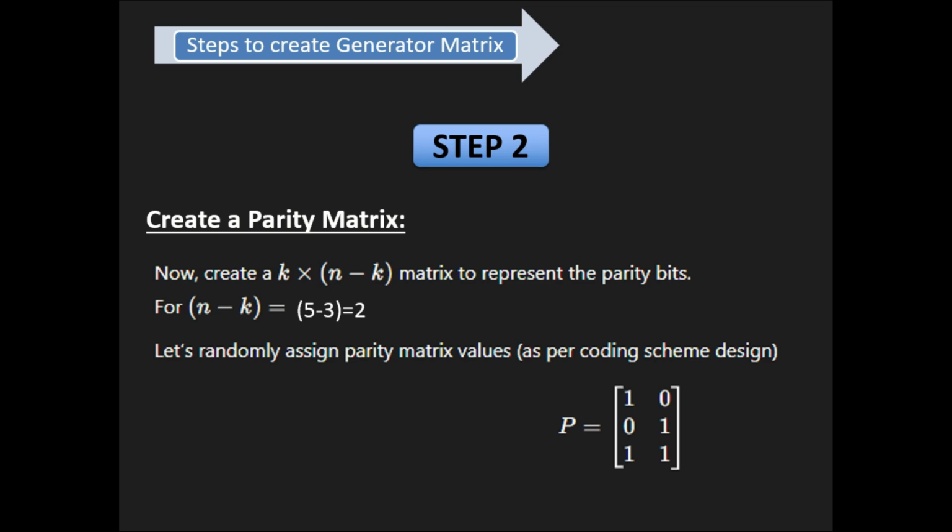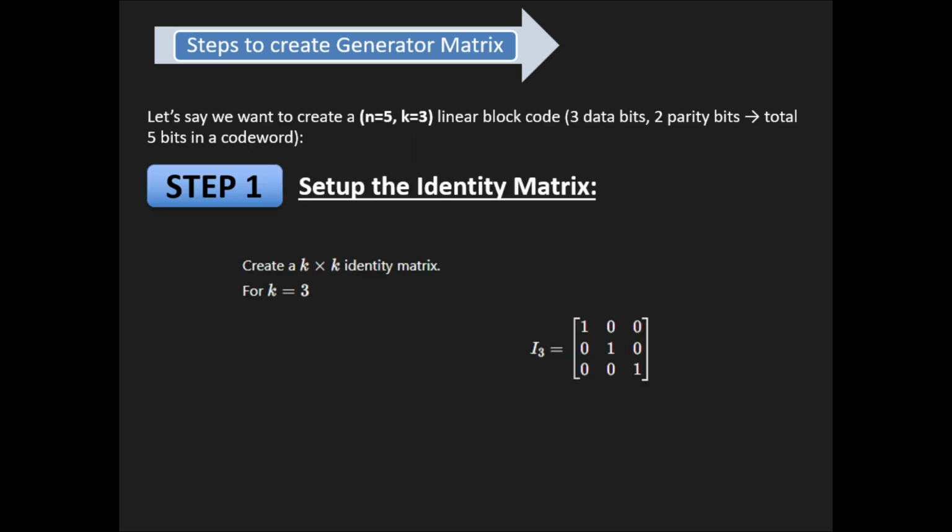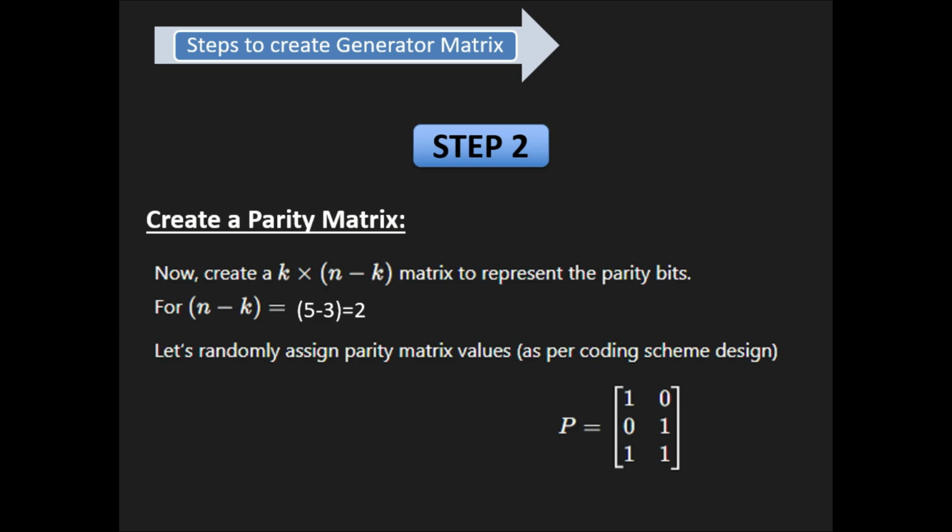Two parity bits means two columns, actually denoting the two parity bits. Okay, 101 011, and before this 3 cross 3, that means the identity matrix. Now the entries in this matrix are chosen based on how we want to calculate the parity bits from the message bits.